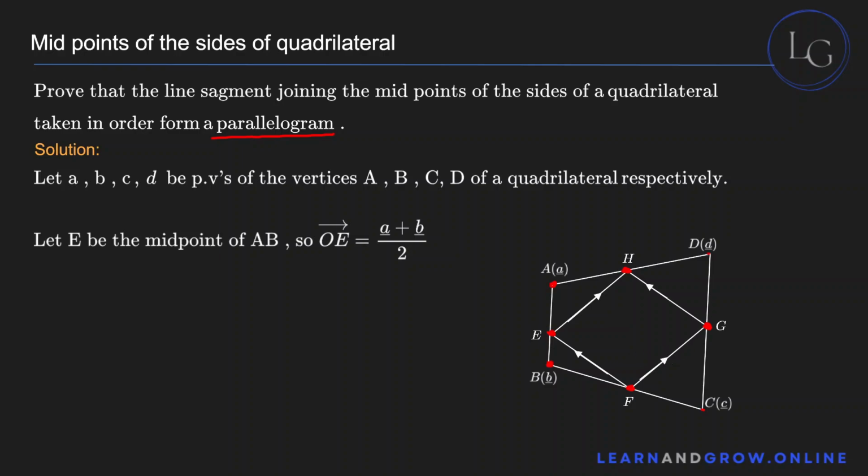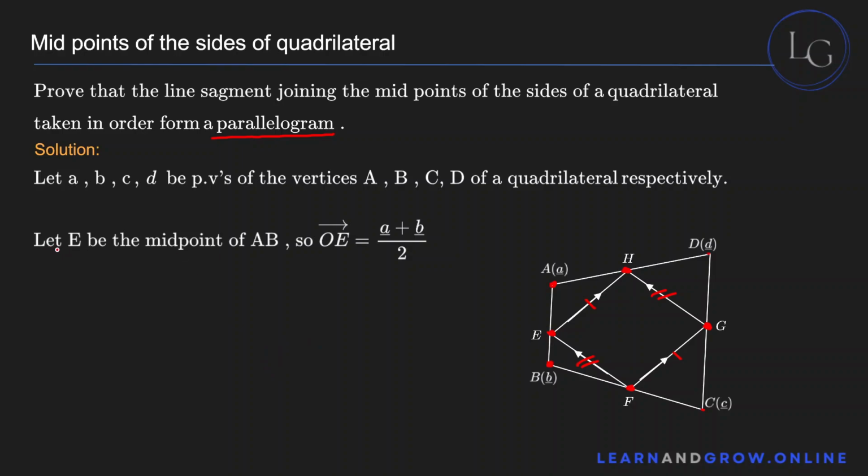So here's the thing. In a parallelogram, obviously, this side and this side, the opposite sides are parallel, right? So we need to prove that EH is equal to FG and GH is equal to FE. So how do we do that? Well, we use the same ratio formula.